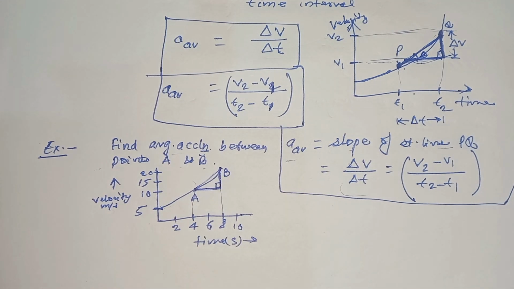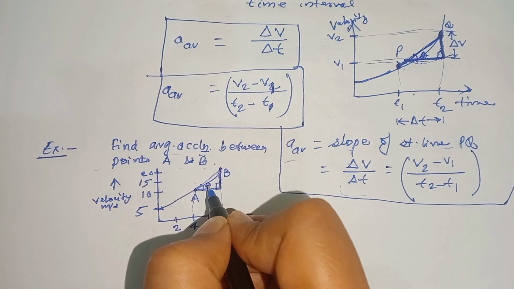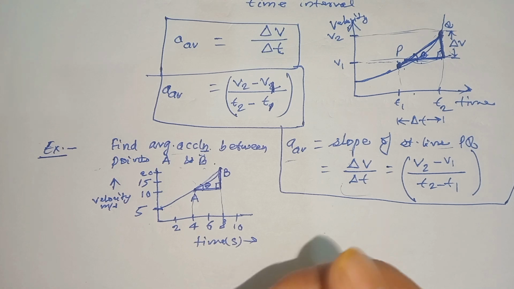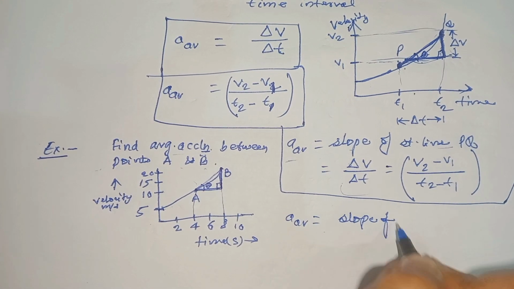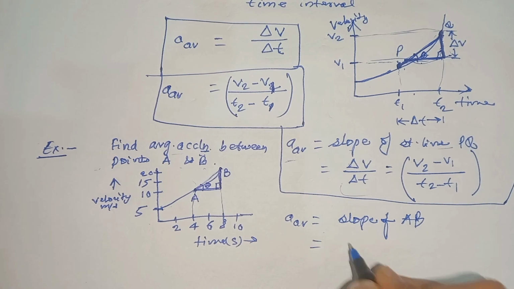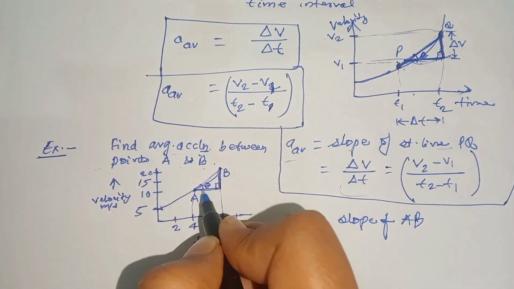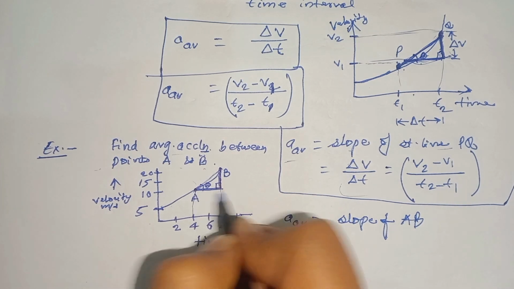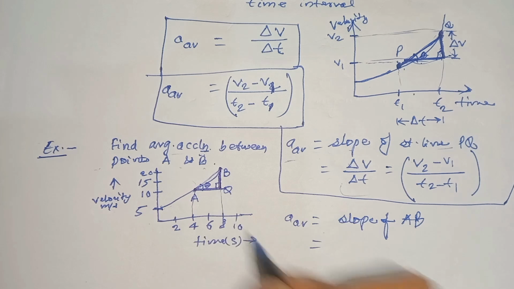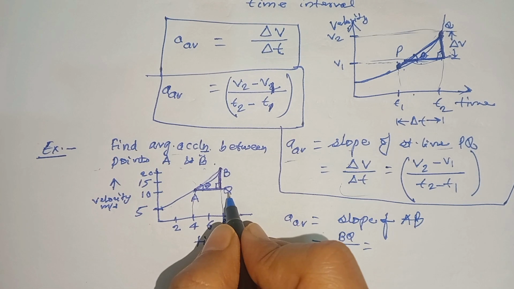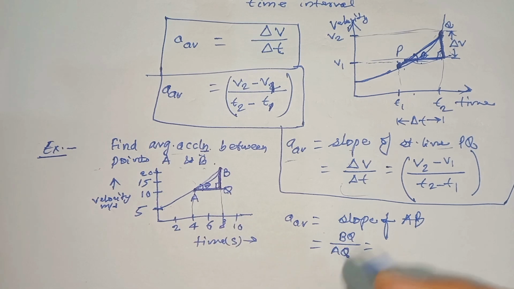This is a right angle triangle, and this is theta. Now you find tan theta, and that will be the slope. So average acceleration equals the slope of AB, which means tan theta. Tan theta is perpendicular by base. Let this point be Q. This is not given in the question; we have supposed it.